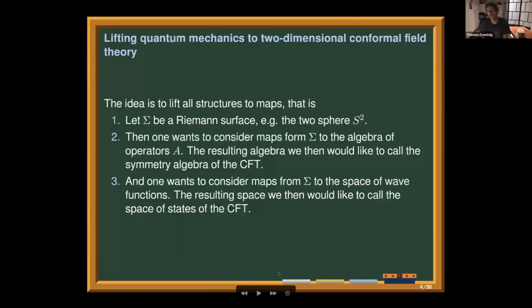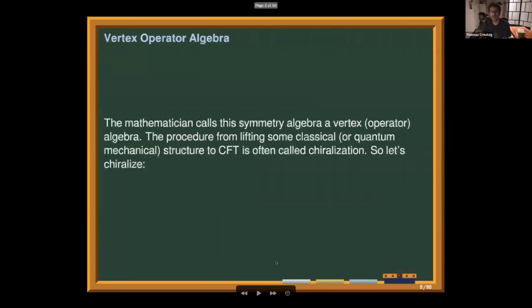And then one also, of course, wants to lift the data of interest, that means the wave functions or the functions, to also some operator valued functions that represent the space of states of the conformal field theory. And I want to walk you through this idea a little bit in the example of the free boson, and then generalize to an example that you surely haven't seen before.